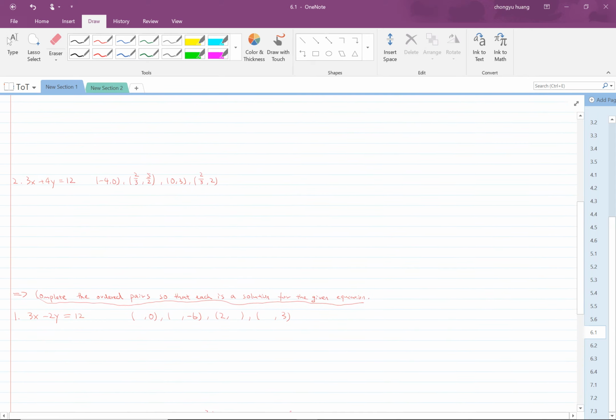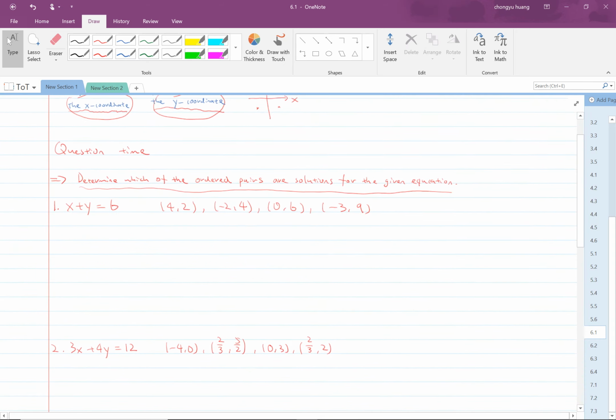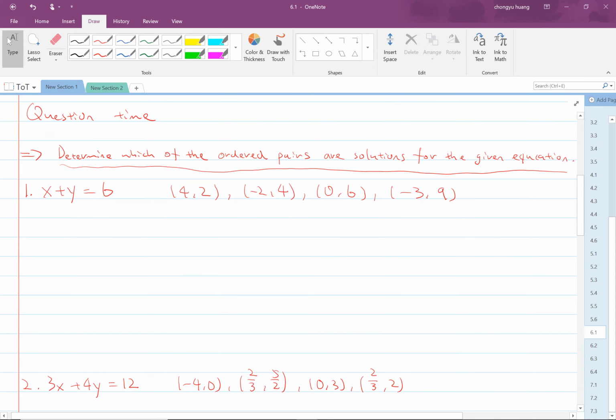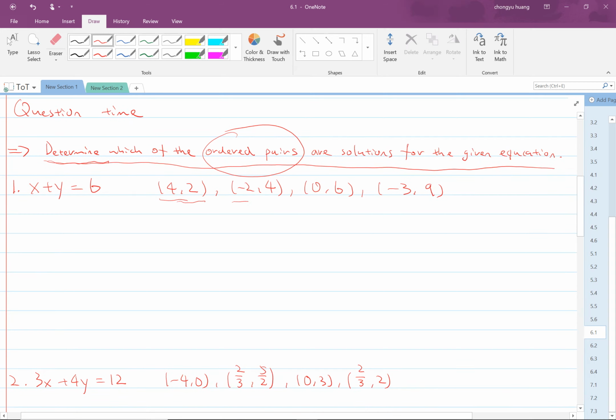Let's move into the first type of question. It's not quite as difficult as I say it. What we want to do is determine whether those ordered pairs are solutions or not. To make it simple, we have different points and an equation, and we want to determine whether those points are solutions for this equation.